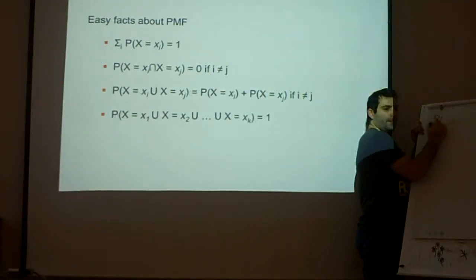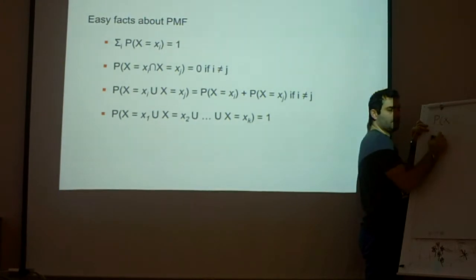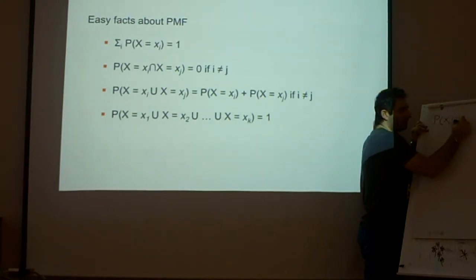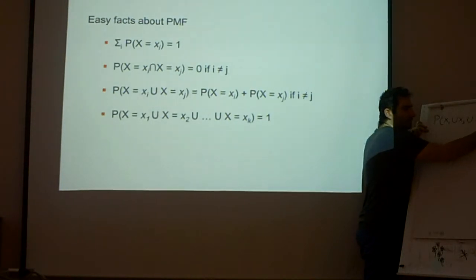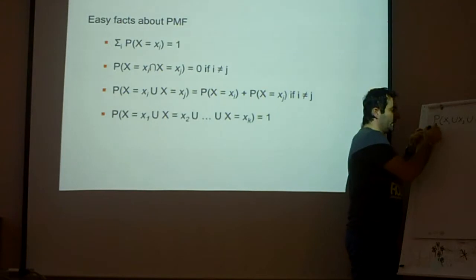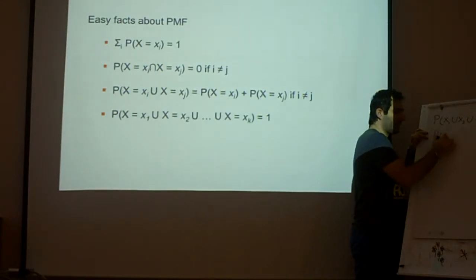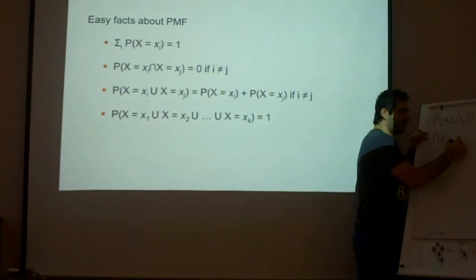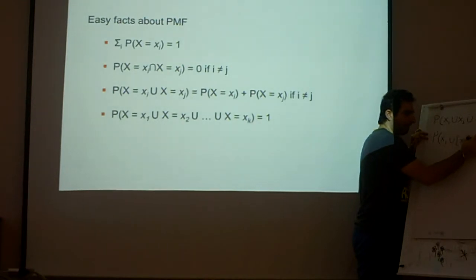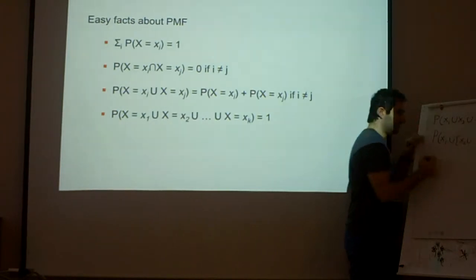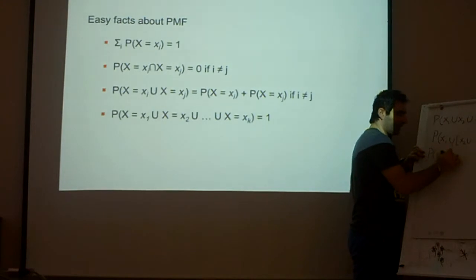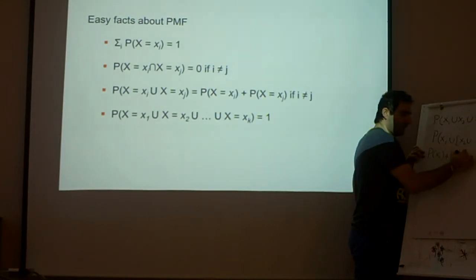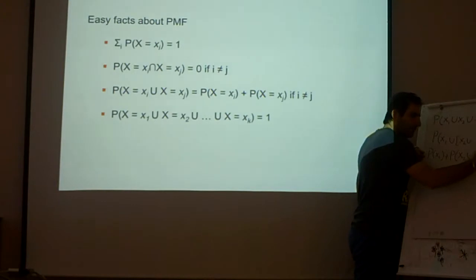Probability of x1 union x2 union ... xk is equal to probability of x1 union, which is the probability of x1 plus probability of x2 union to xk.